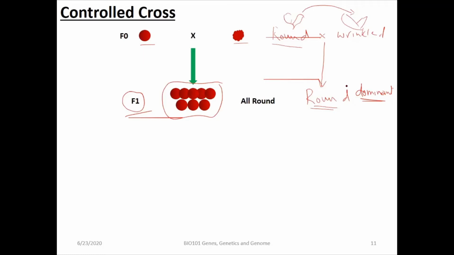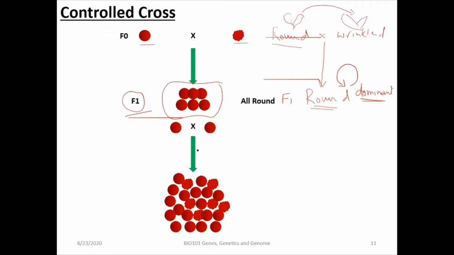What he did next, he self-crossed F1 rounds. This round arrow means F1 round is going to be self-pollinated now. What he saw next was, in the next generation, which we call F2, he saw rounds, but he saw wrinkled as well. Look at here. So you have some wrinkled coming up, which are exactly similar to the original parent. They had no loss.